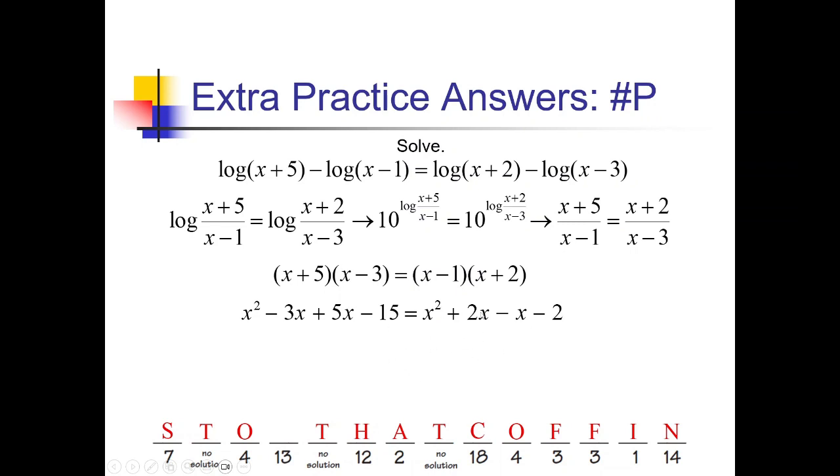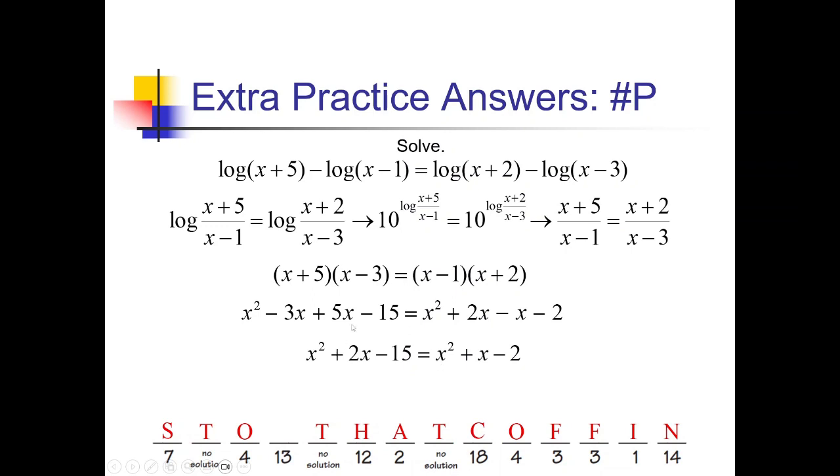Let's simplify each side by combining like terms. So on the left side, we have x squared plus 2x minus 15. On the right side, this is going to be x squared plus x minus 2. This is a quadratic. So normally I would move everything over to one side and then use factoring or quadratic formula. But one thing I happen to notice is if I start moving things over to one side, we have an x squared and an x squared. When I subtract one of these x squareds, those are going to go away.